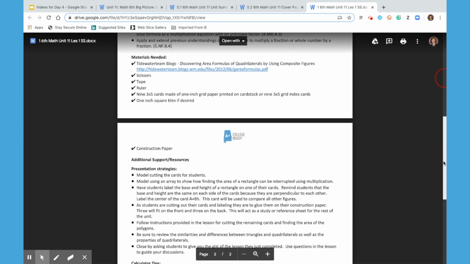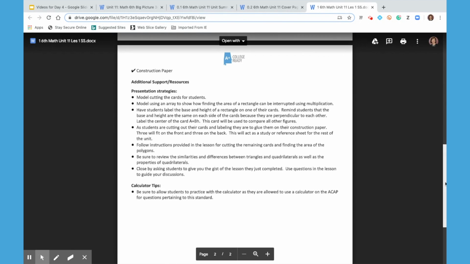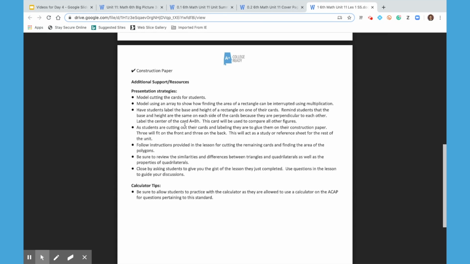You will need 5 index cards, a 3x5. If you don't have index cards at home, if you'd like to measure out 5 3x5s on a piece of paper and cut them out, that will be just as good as an index card. So let's go ahead and get started with the presentation strategies. You're going to model as the students cut out, which you'll be doing in just a few minutes.